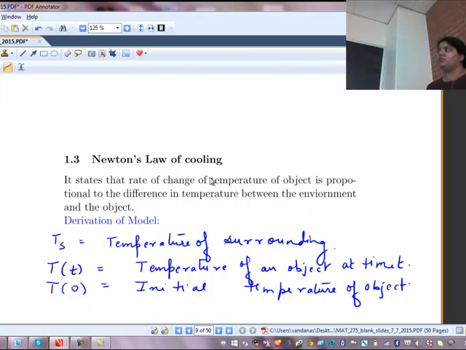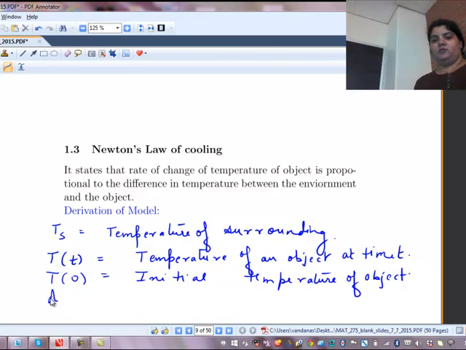So, rate of change of temperature. How do we write rate of change of temperature? What is the mathematical expression for rate of change of temperature? What do you think it will be? How will I express rate of change of temperature in these notations? Temperature is capital T. It depends on little t, time. So it will be dT divided by dt, right? So this is the rate of change of temperature.